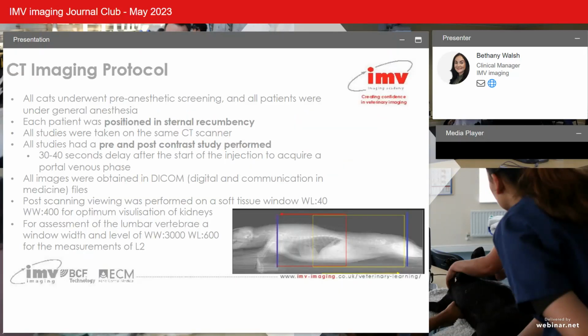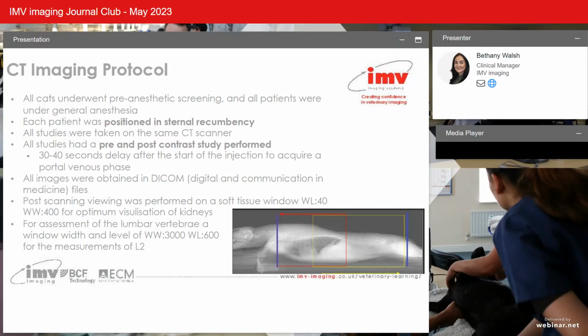The CT imaging protocol was as follows. All cats underwent pre-anaesthetic screening and all patients were under general anaesthetic. Each patient was positioned in sternal recumbency. All studies were taken on the same CT scanner. All studies had a pre and post-contrast study performed. The post-contrast study was performed between 30 and 40 seconds from the start of the injection, acquiring a portal venous phase. All images were obtained in DICOM, which is Digital Imaging and Communications in Medicine, files.